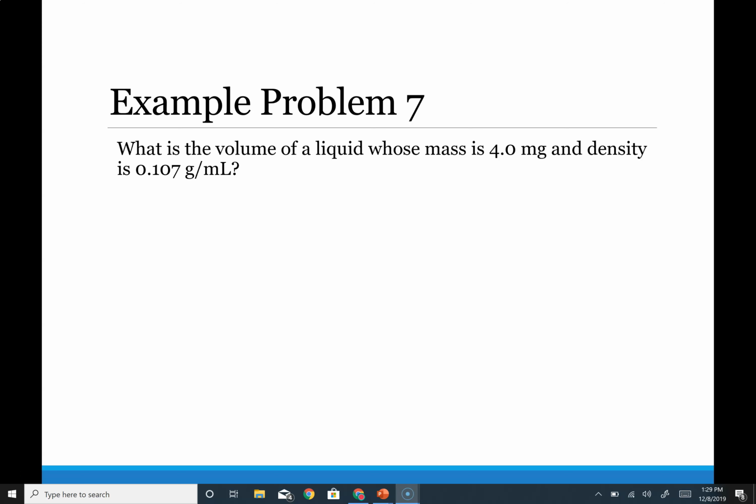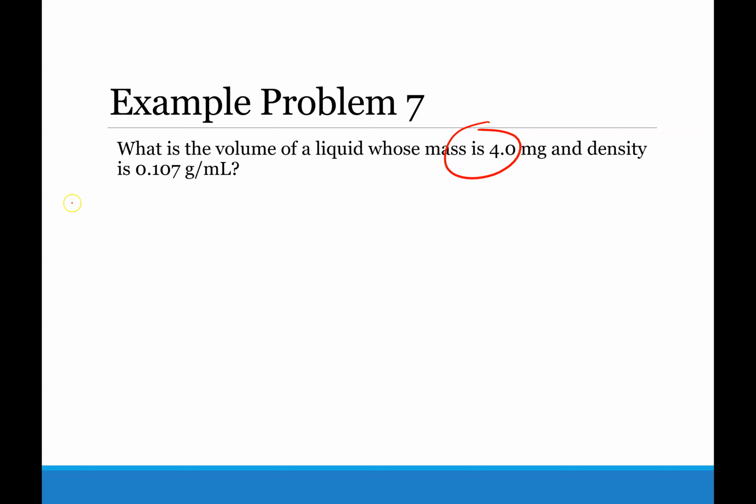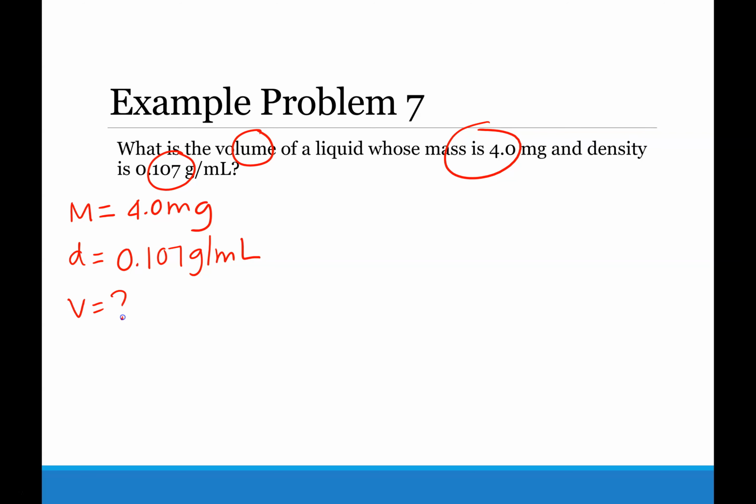Example problem 7 reads, what is the volume of a liquid whose mass is 4 milligrams and density is 0.107 grams per milliliter? The problem has told us that the mass is 4.0 milligrams. It's also told us that the density is 0.107 grams per milliliter. It's asking us for the volume.